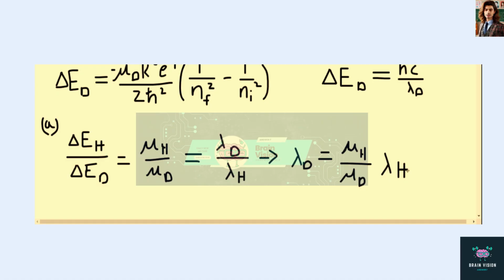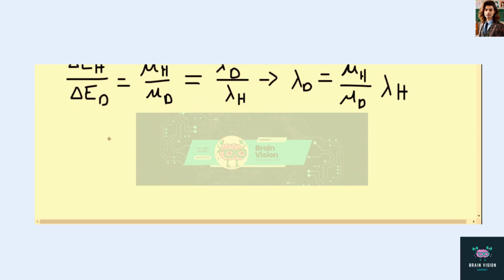So now, if I take lambda H minus lambda D, which is what the equation we're trying to prove has on the leftmost side, I can replace lambda D with that equation. So this gives me lambda H minus mu sub H over mu sub D times lambda H.